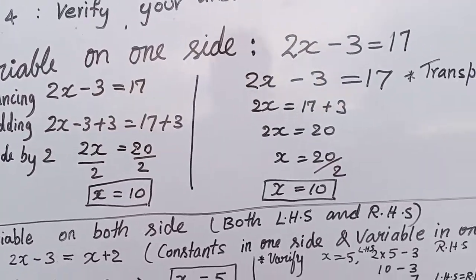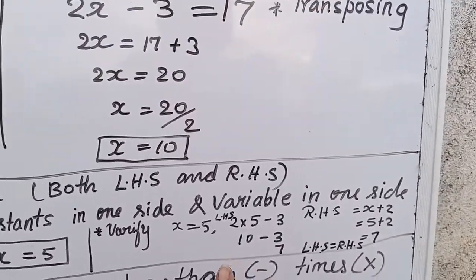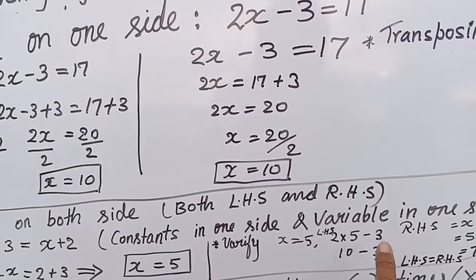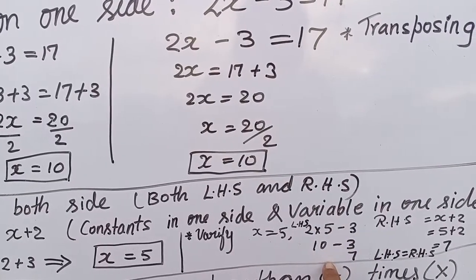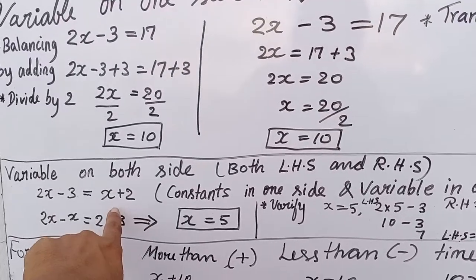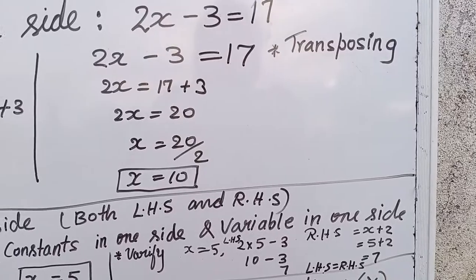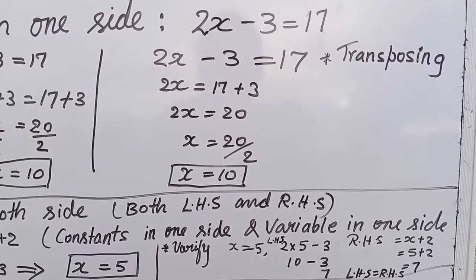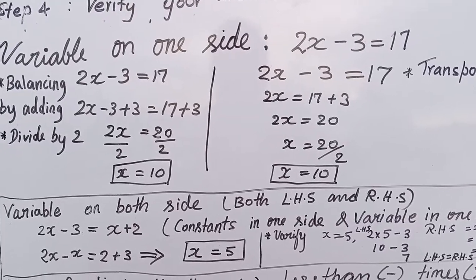You can verify this answer. If x is equal to 5, in the left hand side there is 2x minus 3. So 2 into 5 minus 3. 2 fives are 10, minus 3 is 7. In the same way, in the right hand side there is x plus 2. So 5 plus 2 is 7. Left hand side is equal to right hand side. This is how we solve when the variable is on both the sides.